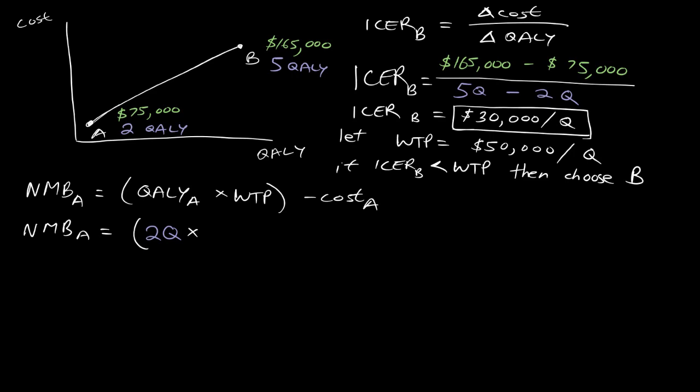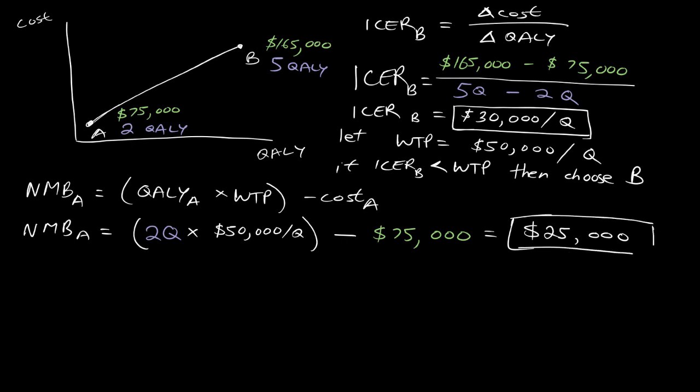Remember, willingness to pay is something that we as a society have to decide: how much we value a perfect year of health, how much we'll pay for one quality adjusted life year. So 2 qualities times $50,000 per quality, those quality units cancel. When we subtract the cost, the units will just be dollars minus dollars, and the net monetary benefit will be in dollar terms. What does this come out to? 2 times $50,000 is $100,000, minus $75,000, which is $25,000. So the net monetary benefit of drug A is $25,000. Remember, net monetary benefits are just in dollar terms.